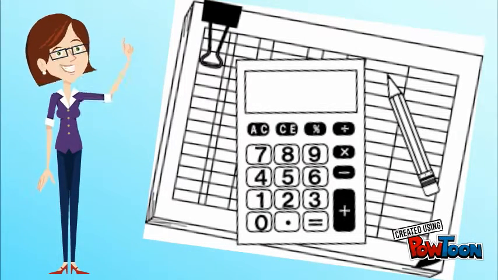Every transaction flows from a journal to one or more ledgers. Cash disbursements journal is simply a listing of all your cash payments for a specified period.